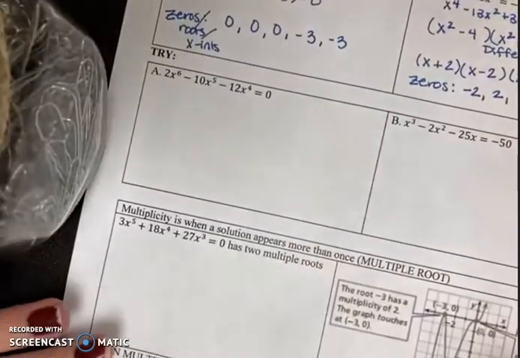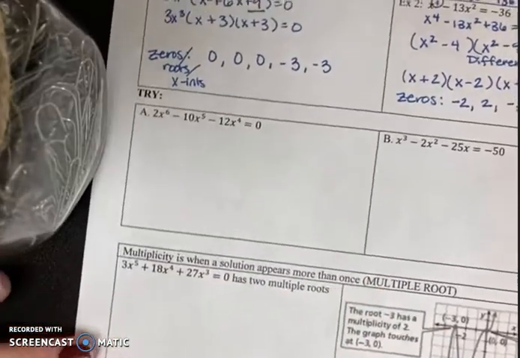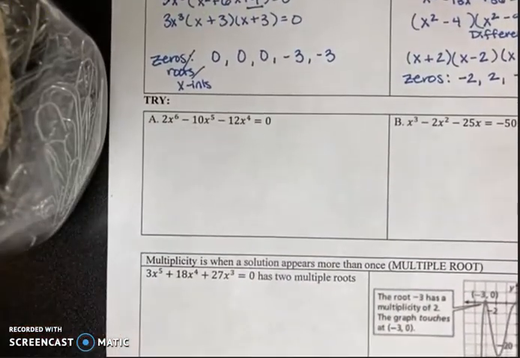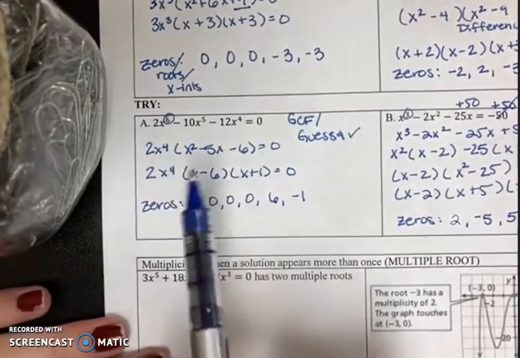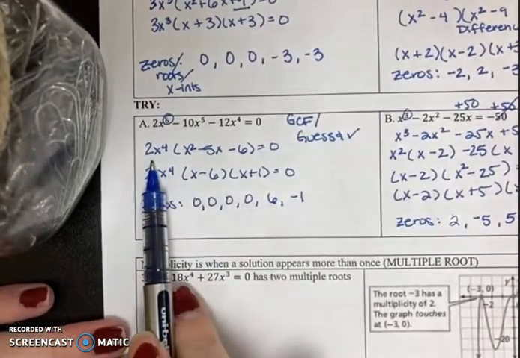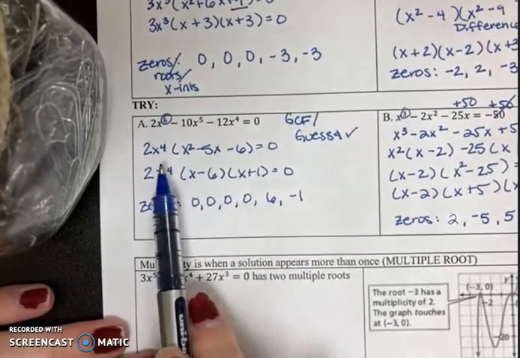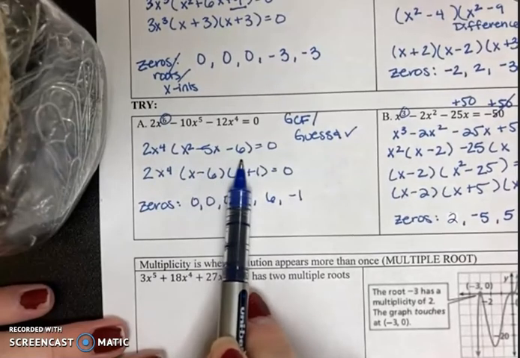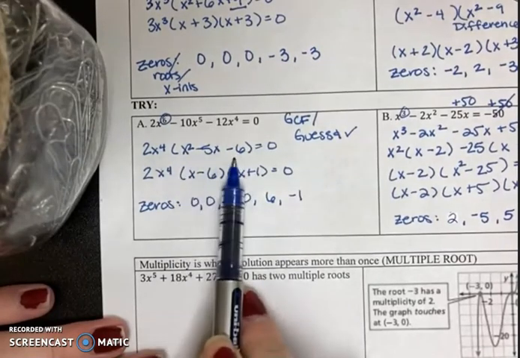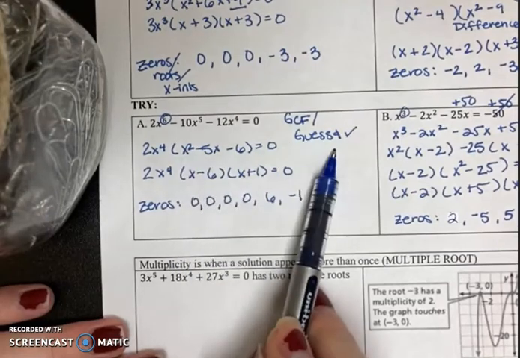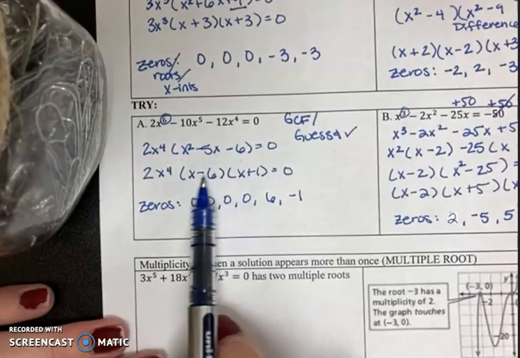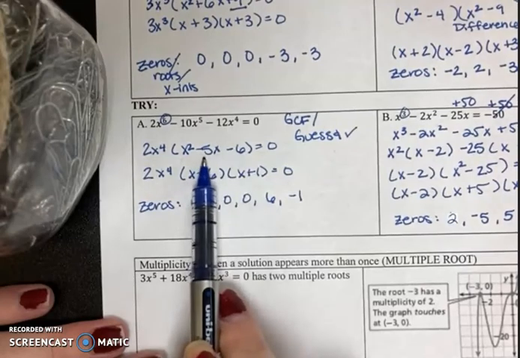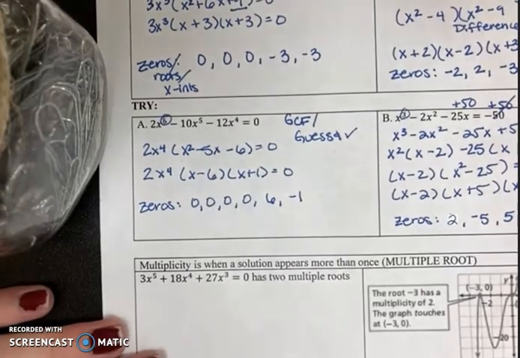I'd like for you to try A and B and hit play when you are ready. For A, the first thing you should have done is pulled out a GCF, and once you've done that, we would get x squared minus 5x minus 6. This is a quadratic function, which we should know how to factor. Because A is 1, I just use guess and check. The factors of negative 6, so I need to use different signs. That could give me a negative 5 would be a negative 6 and a positive 1.